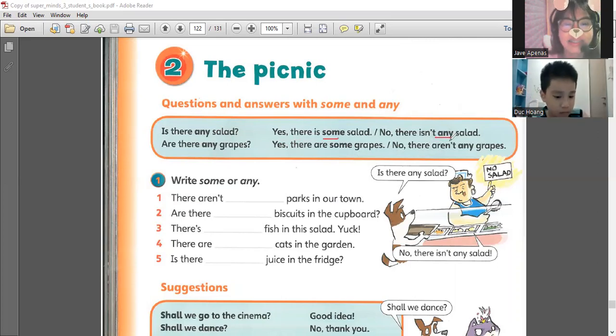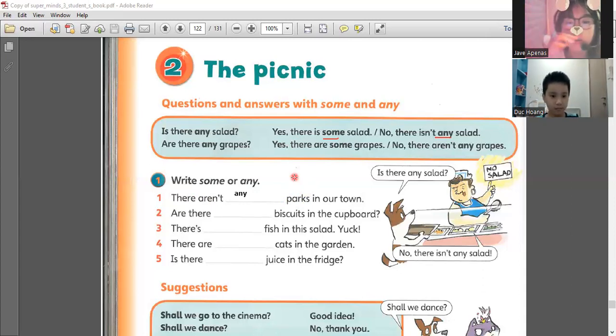Okay. Yeah, so let's try to. The some cup in our term. There aren't some. Are you sure that it's some? Yeah. Okay, let's look at that one. It's a negative sentence. It says aren't. So, no some. Okay, now can you try to change your answer? Okay, it should be, yeah, there aren't any.